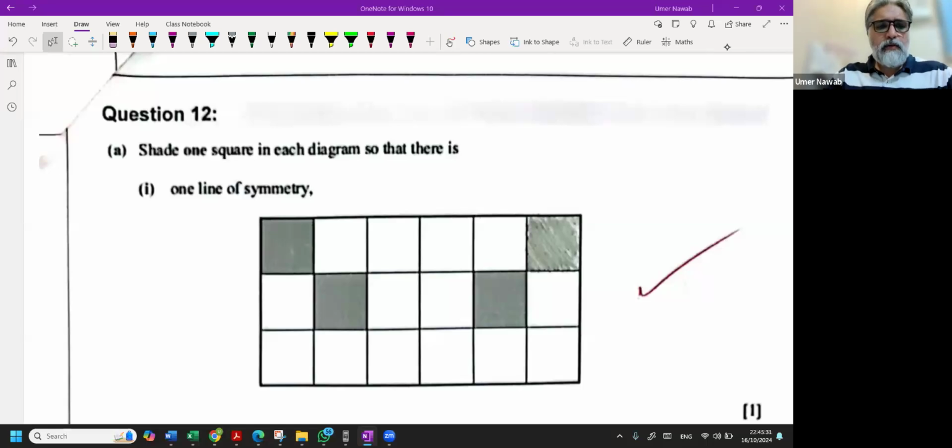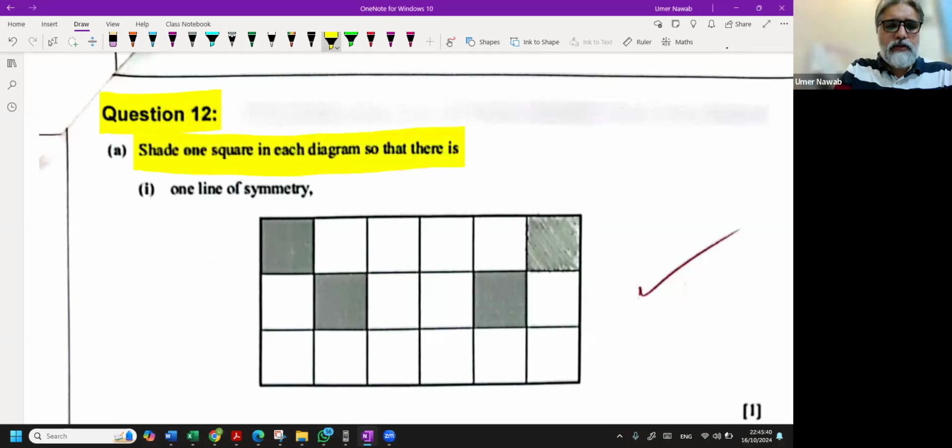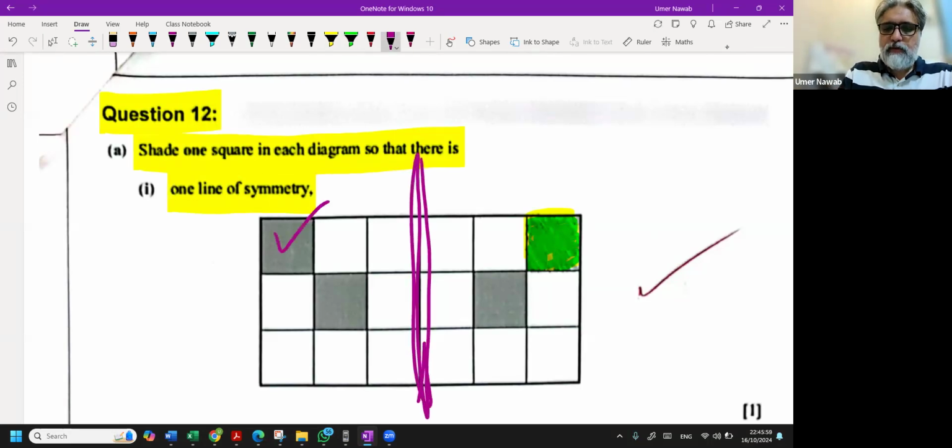Now look at question number 12. In question number 12, he says, shade one circle in each diagram so that the figure has one line of symmetry. Obviously, we will shade this square to make one line of symmetry. This and this. This is one line of symmetry, so I'm going to shade this part.